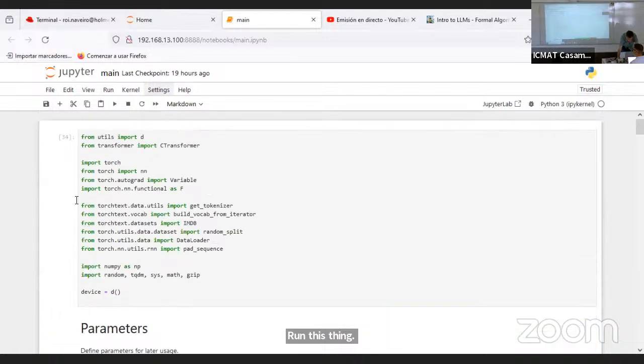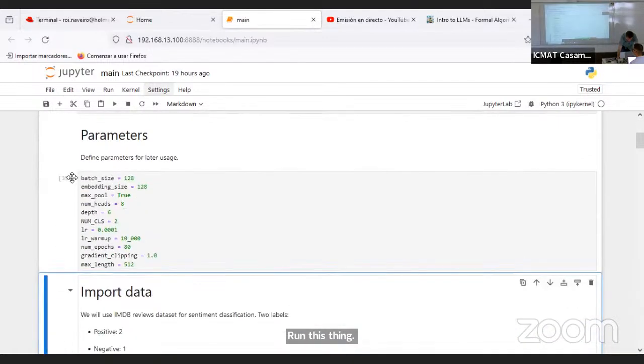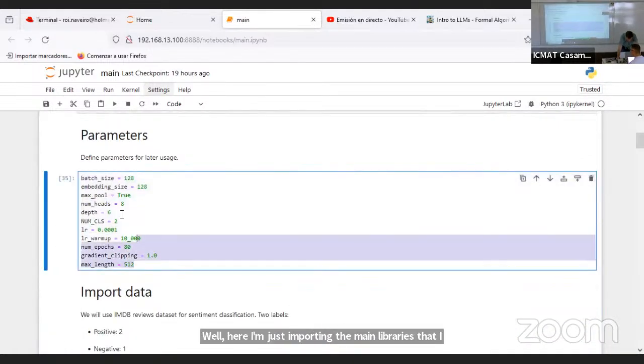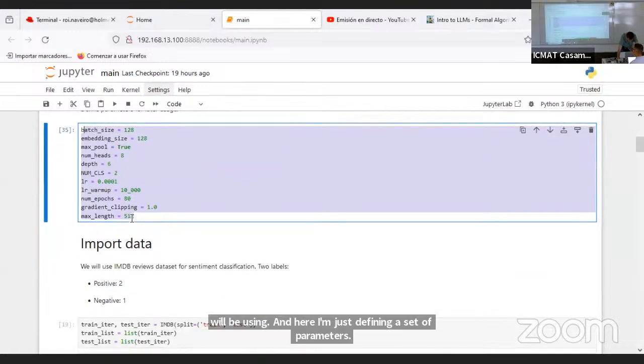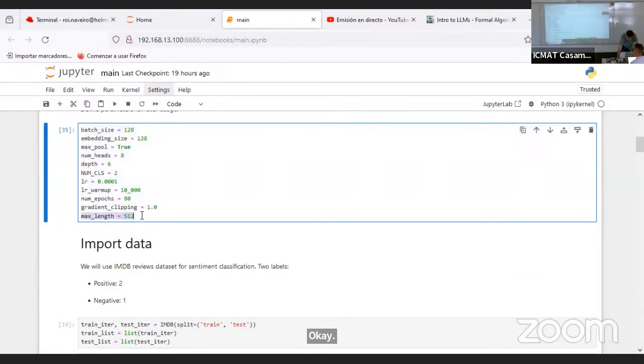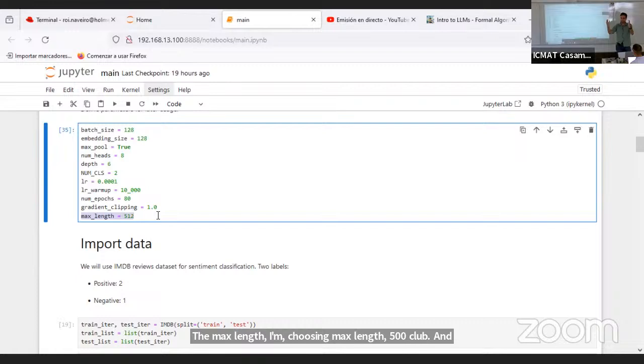Well, here I'm just importing the main libraries that I will be using. And here I'm defining a set of parameters, okay? The max length, I'm choosing max length 512. And what I'm doing in this example are movie reviews in Film Affinity. I'm cutting the length to be 512, choosing the 512 first words.